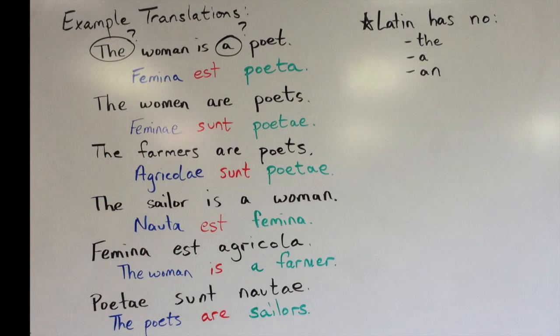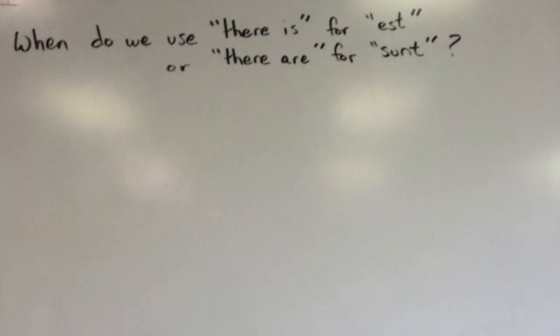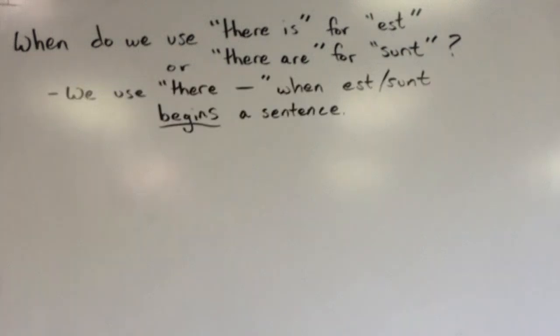Now let's write down the last question of this lesson, which is, when do we use there is or there are as translations of est or sunt? The answer, which we'll write down below that, is that we're going to use there when est or sunt starts a sentence, rather than coming in the middle. Let's take a look at and write down a couple of examples in our notes.